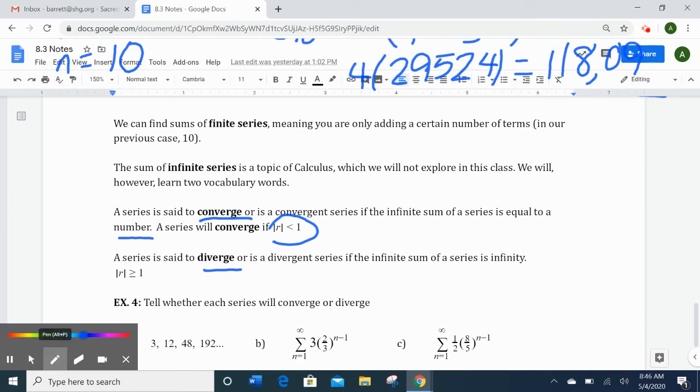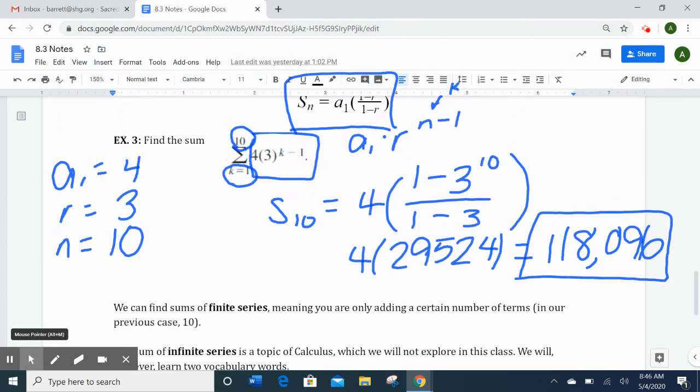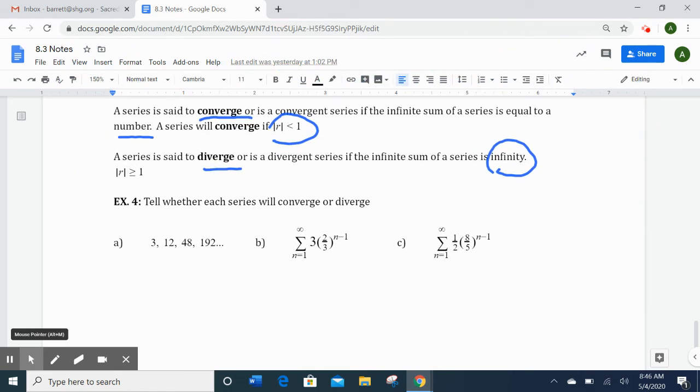And then a series is said to diverge, or is a divergent series, if the infinite sum of the series is infinity. So this up here would be an example of that case. If I have so many terms, it's just going to get bigger and bigger and bigger, so the number that it's approaching would be infinity. So it says, tell whether each series will converge or diverge. So with divergent, the idea is that the absolute value of the ratio is greater than or equal to 1.